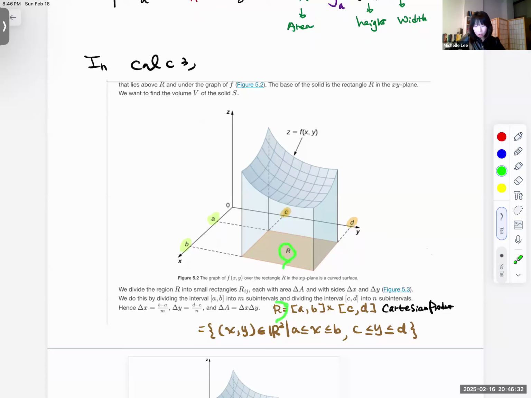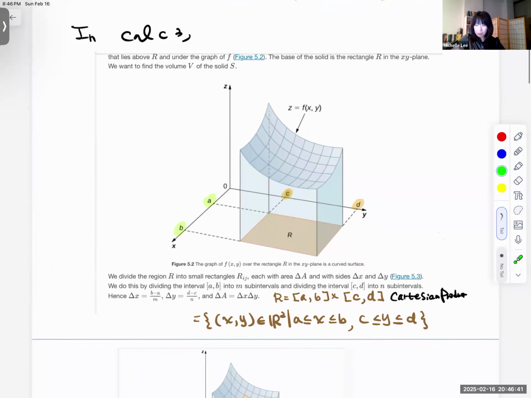So I made a note here. The region R, a rectangular region, we write [a, b] × [c, d]. Can you see that notation? This notation is the Cartesian product of closed intervals. Now, (x, y) is in two dimensions. x is between a and b, and y is between c and d. Does this make sense?